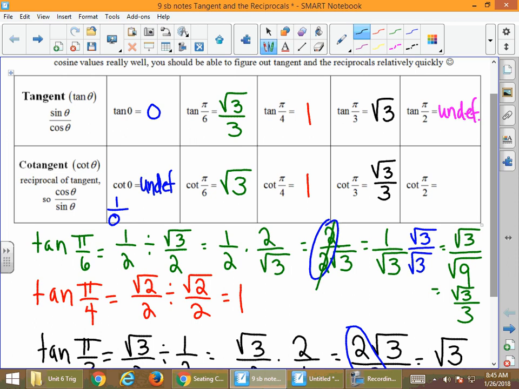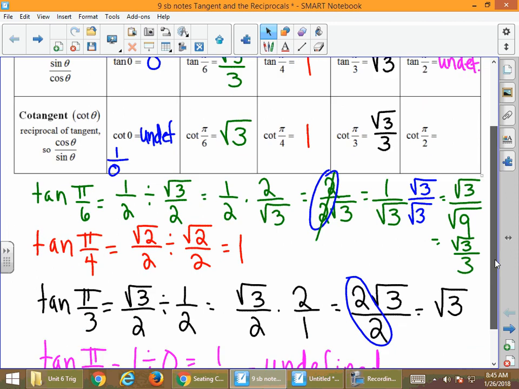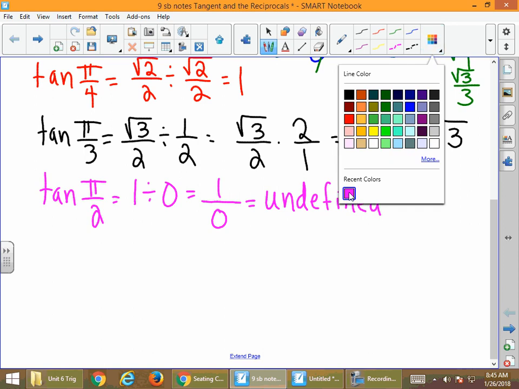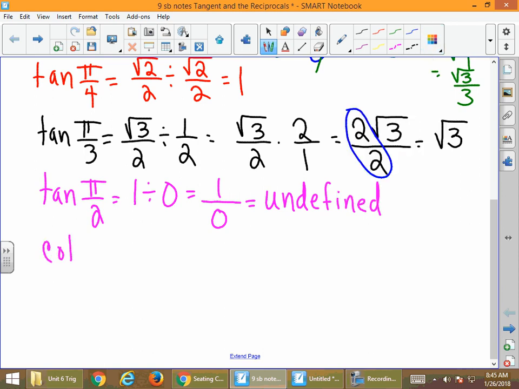And then finally, the cotangent. Cotangent is going to be cosine divided by sine. So down here for the tangent of pi over 2, we did 1 divided by 0. For the cotangent of pi over 2, it's going to be 0 divided by 1. If you prefer to write it in this format, that's fine. We can do that calculation. 0 divided by 1 is 0.